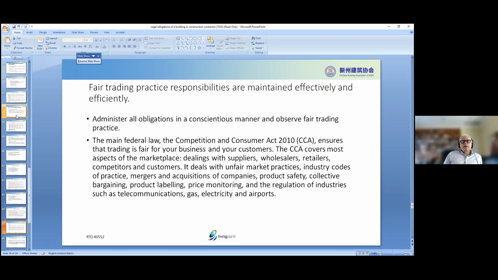Okay, we have this thing called the CCA, or Competition and Consumer Act 2010, which deals with trying to protect consumers. Everyone's a consumer. You build a house for somebody, he's a consumer, okay? You buy something from the shop, you are a consumer. So the whole idea is to make it fair.